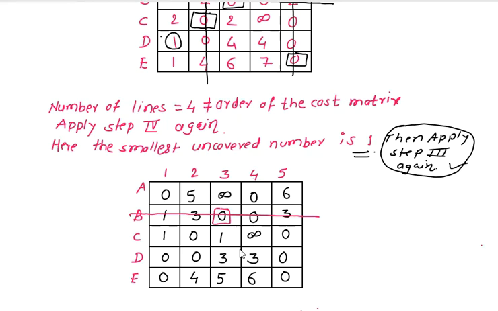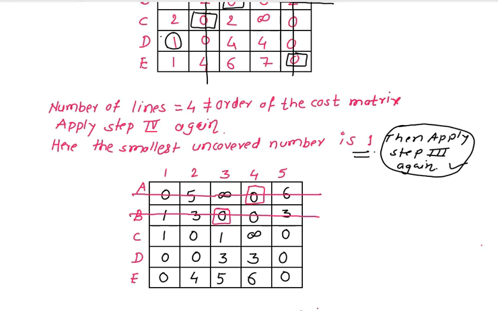Then look at column number 4. There is a single 0 here because this is already crossed. So there is a single 0 in the fourth column, so we will draw a horizontal line again. Fifth column contains 3 zeros. Now again look at the remaining rows. Row number 3 contains 2 zeros, row number 4 contains 3 zeros, row number 5 contains 2 zeros, column number 1 contains 2 zeros, column number 2 contains 2 zeros, column numbers 3 and 4 already have assignments made. Now in column number 5, 3 zeros are there.